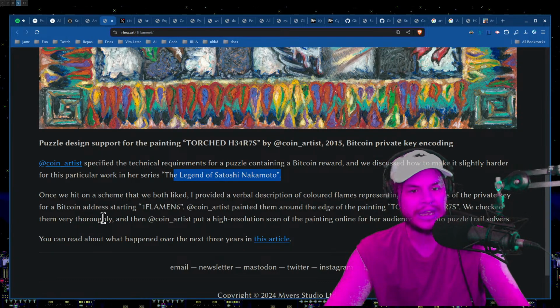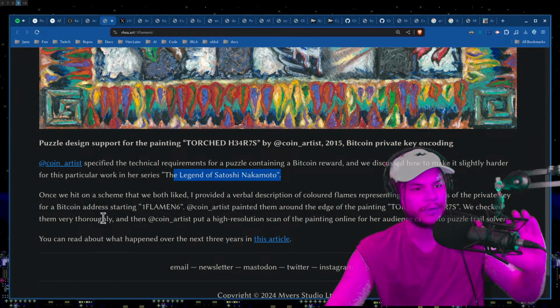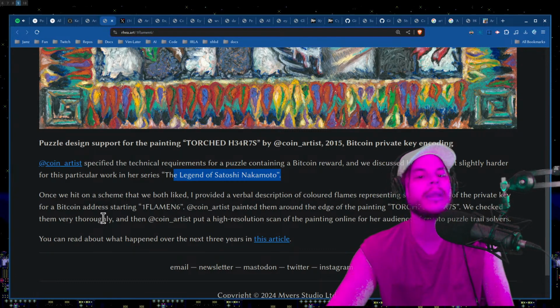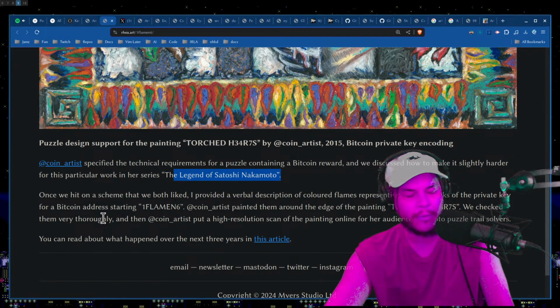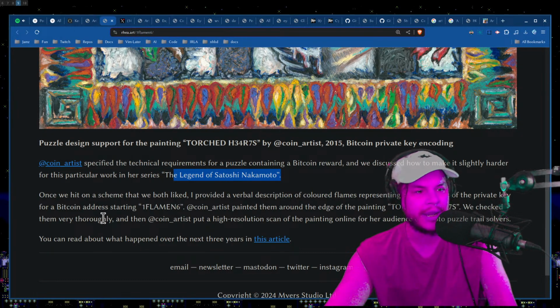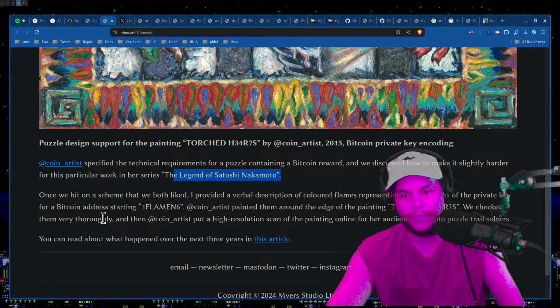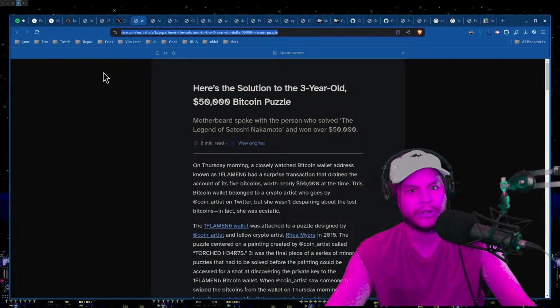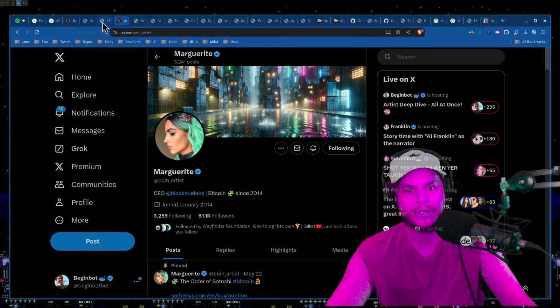Once we hit on a scheme that we both liked, I provided a verbal description of colored flames representing 6-bit chunks of a private key for a Bitcoin address starting with 1 flame min 6. CoinArtist painted them around the edge of the painting. We checked them very thoroughly. Then CoinArtist put a high-resolution scan of the painting online for our audience of crypto puzzle solvers. You can see what happened over the next 3 years in this article. Okay, Jesus Christ. Then we got a little Vice article here, so we got to go back on that later.